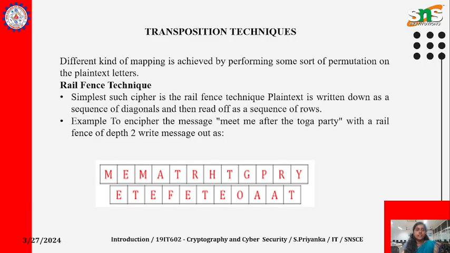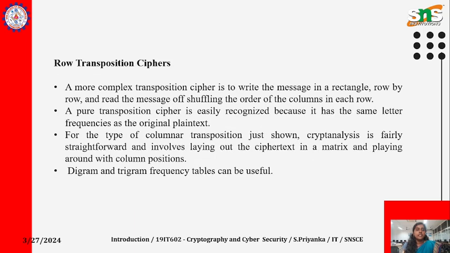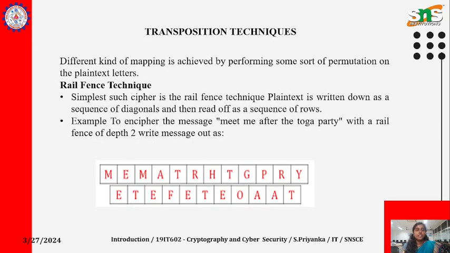First, transposition techniques. Generally, transposition techniques mean a different kind of mapping is achieved by performing some sort of permutation on the plain text letters. There are two types of transposition techniques, that is, the Rail Fence technique and row transposition techniques. First is the Rail Fence technique.